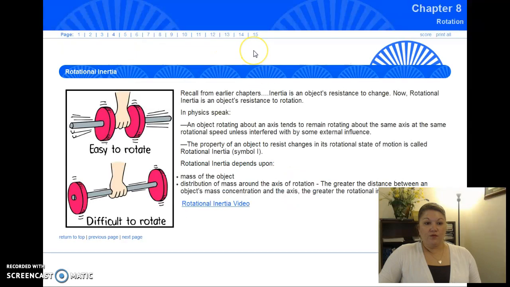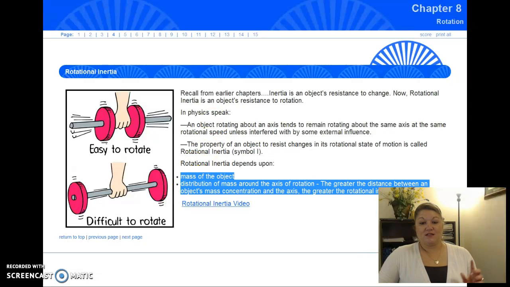We know from past chapters that you have to overcome an object's inertia to make it move. Making something rotate is no different. Now it's just called rotational inertia. Before, inertia was just based on mass. But now rotational inertia is going to depend on not only the mass of the object, but how that mass is distributed around the axis. Watch the video and check out the picture just to see what I mean.